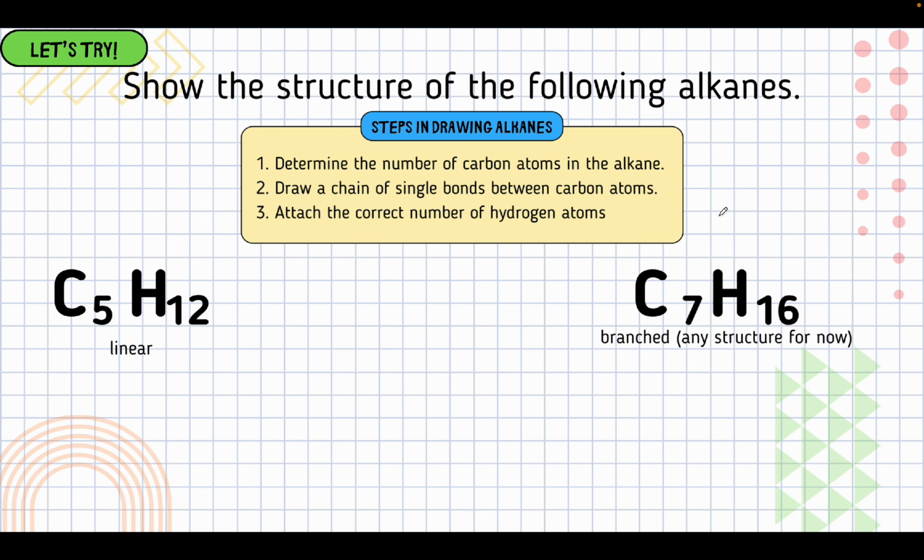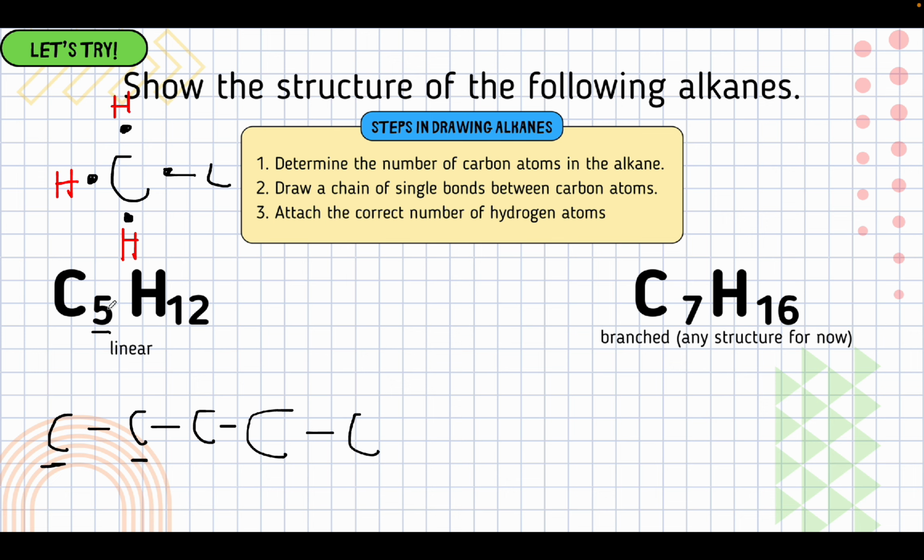Let's have an example. For example, you are given C5H12 and asked to draw a linear alkane. So again, you have 5 carbon atoms, so you draw 5 carbons. 1, 2, 3, 4, 5. And then you attach single bonds. Now remember, carbon is tetravalent, so it can form 4 bonds, right? So this carbon is already bonded to this carbon, so you've used this one, meaning you can now only form bonds with hydrogen.